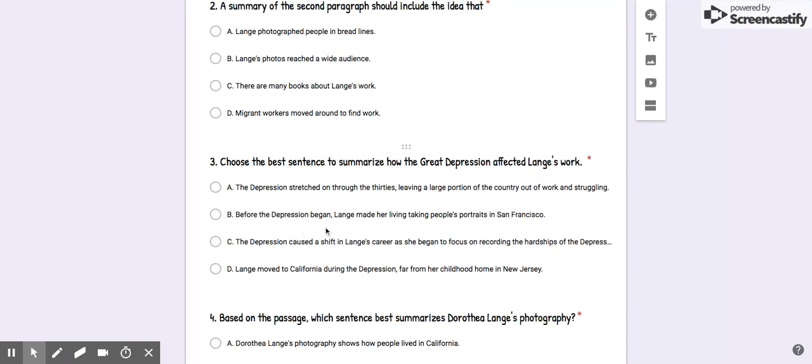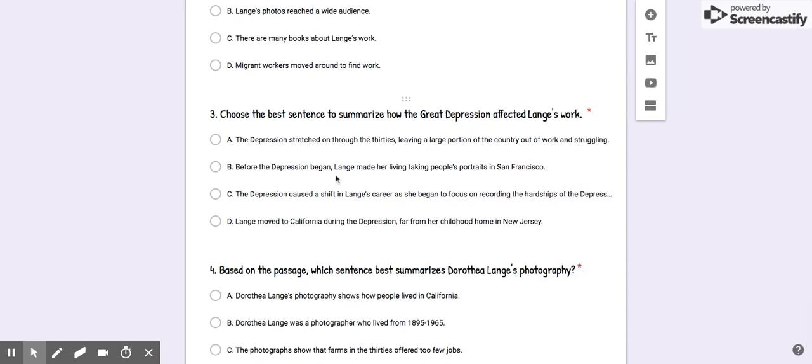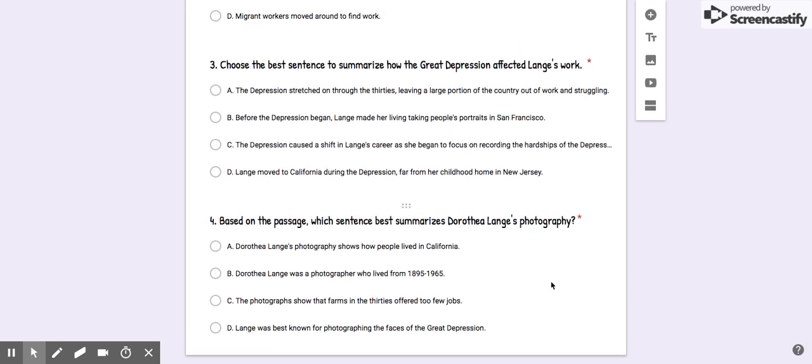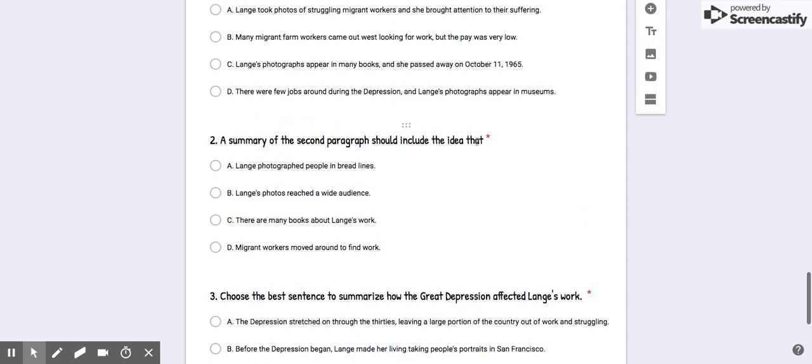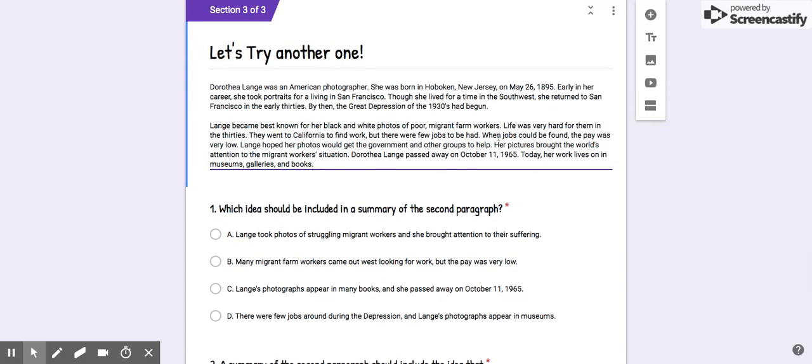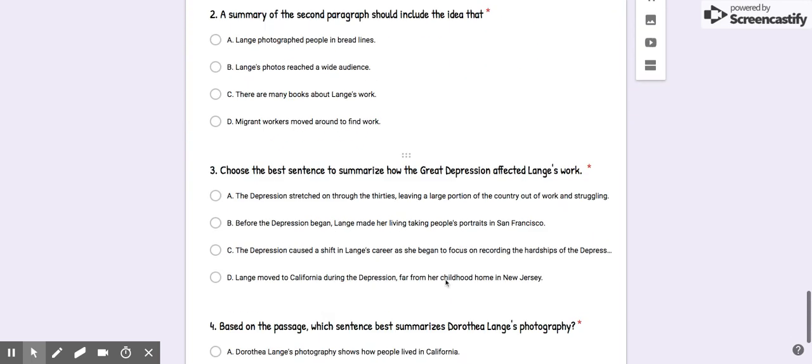B, before the Depression began, Lange made her living taking people's portraits in San Francisco. C, the Depression caused a shift in Lange's career as she began to focus on recording the hardships of the Depression. Or D, Lange moved to California during the Depression, far from her childhood home in New Jersey. So which one of these sentences best summarizes how the Great Depression affected her work or affected what she did? Again, go back in the text and look, okay? Right here in the second paragraph is where a lot of this information is.